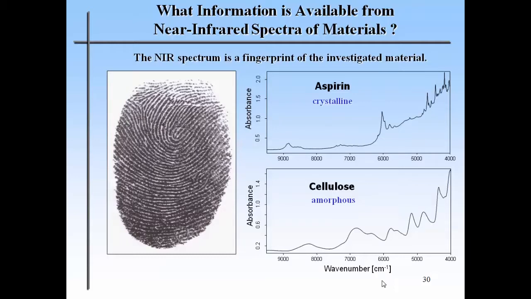Can you see specific differences between these two? If you look at the width of the signals here relative to these sharp signals, this is a crystalline material. This is an amorphous material. So you see chemical and you see also physical properties.